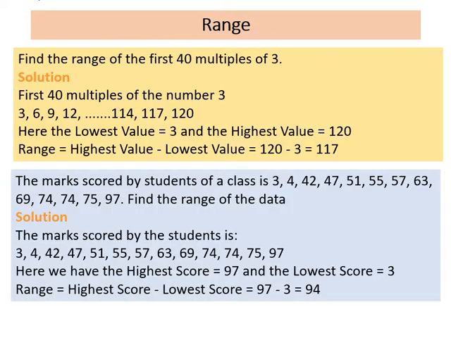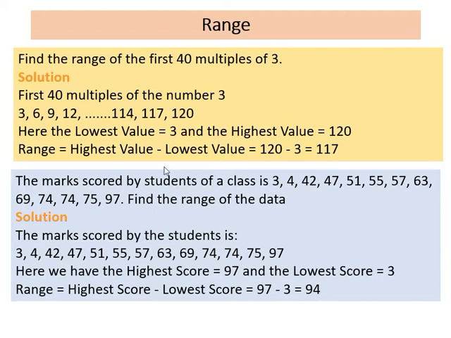Now we will go to some more problems. You are to find the range of the first 40 multiples of 3. So we write the first 40 multiples starting from 3, then 6, 9, 12, 15, 18, 21, 24, like that, and the 40th multiple is 120. So which is the lowest value? 3. The highest value is 120. So range is equal to highest value minus lowest value, which is 120 minus 3, equal to 117.